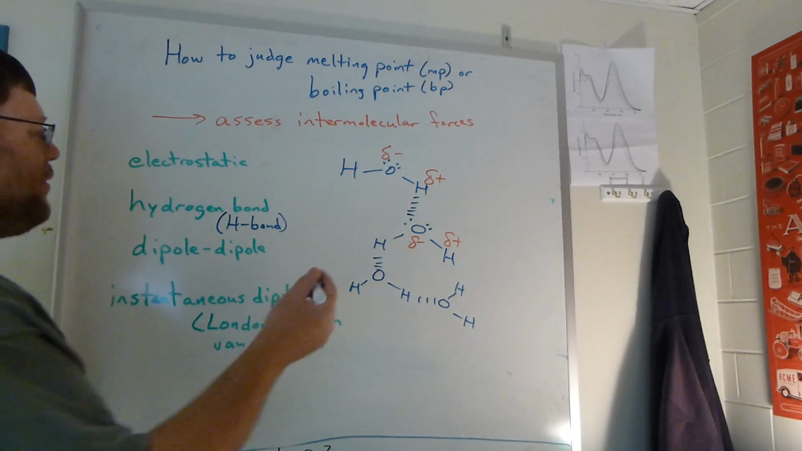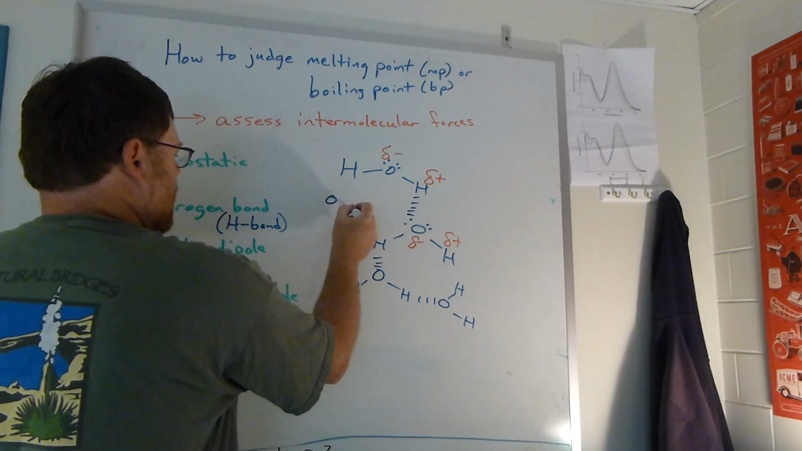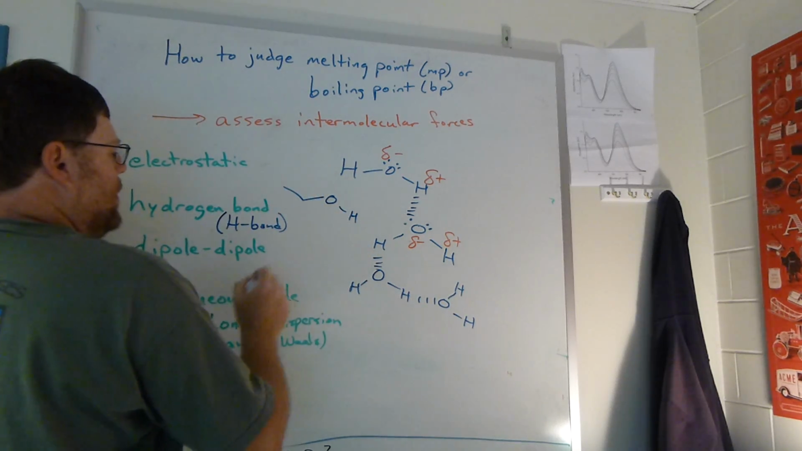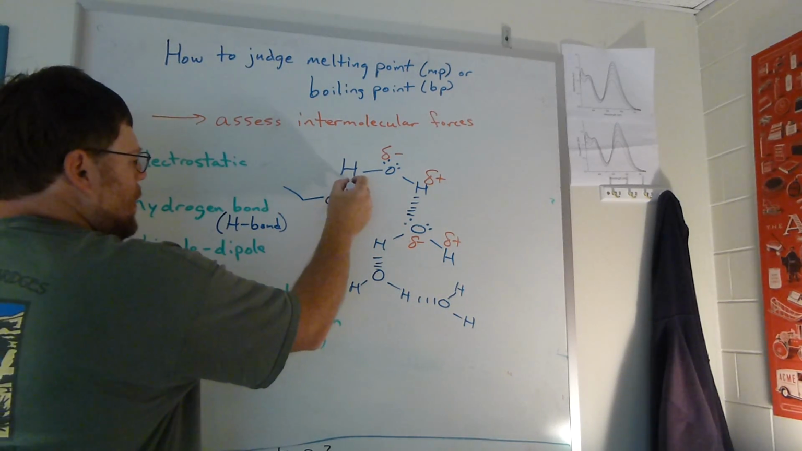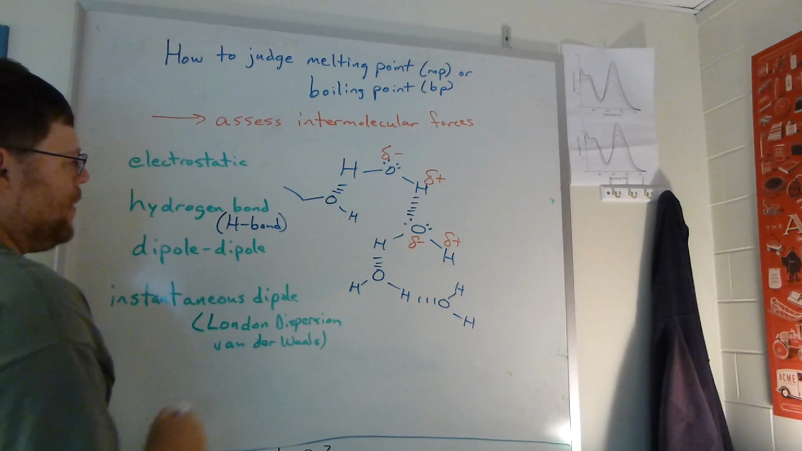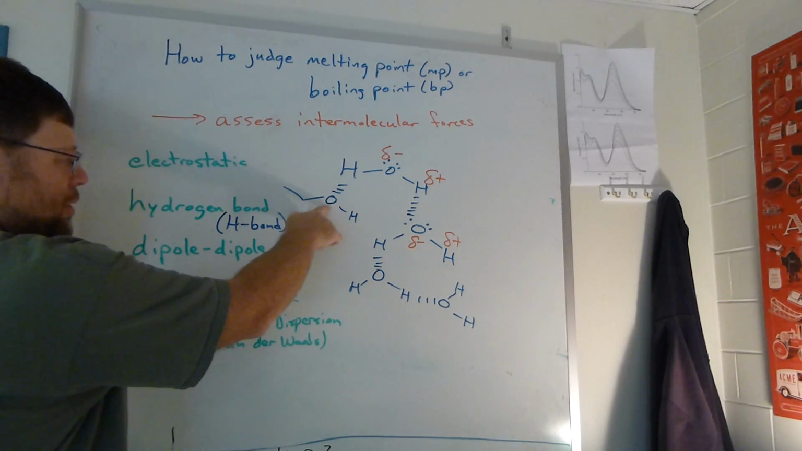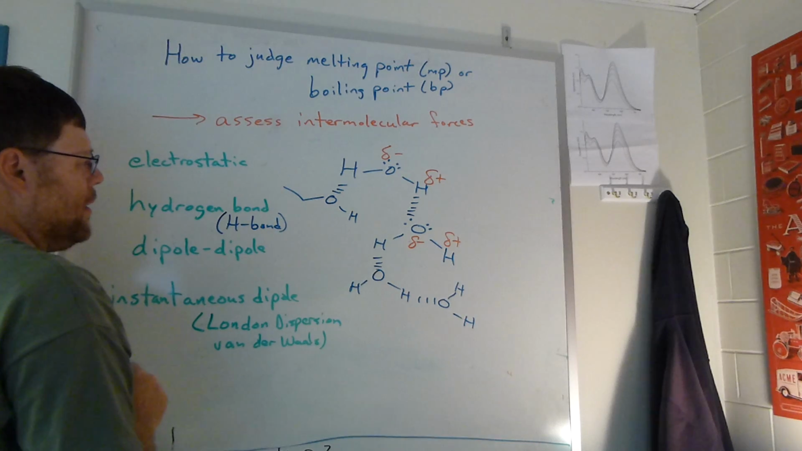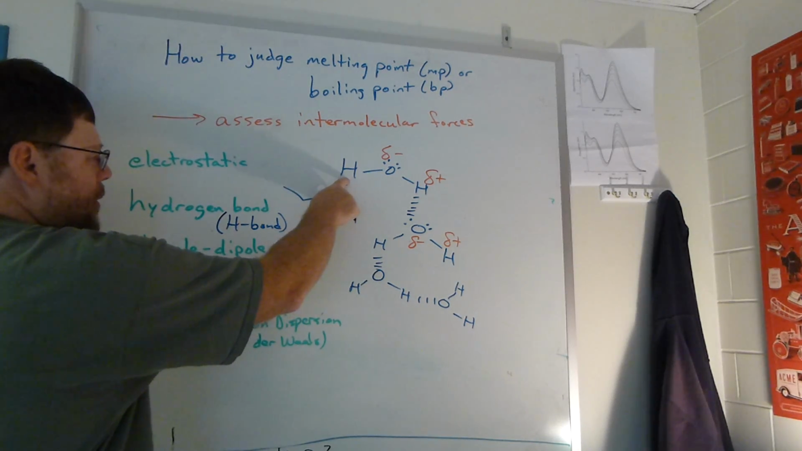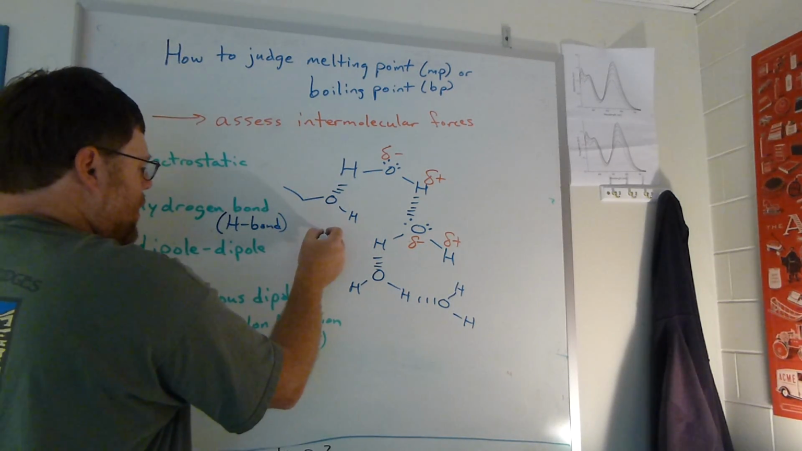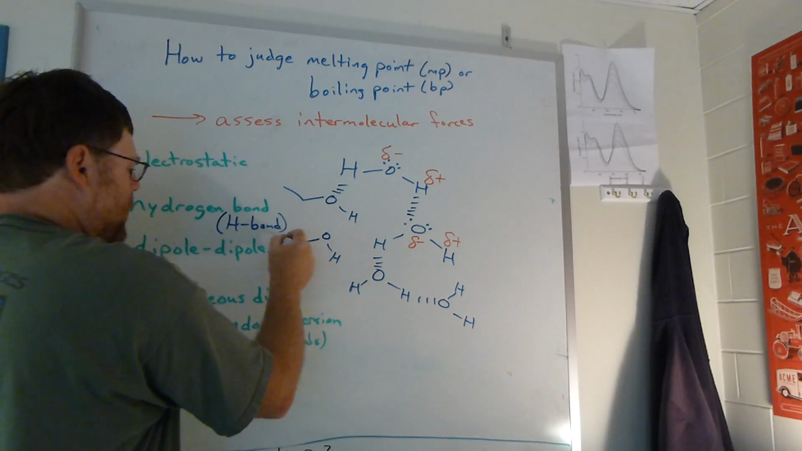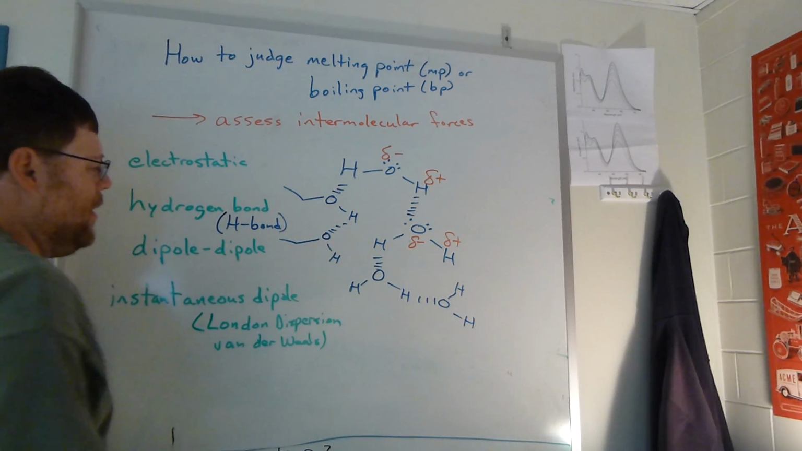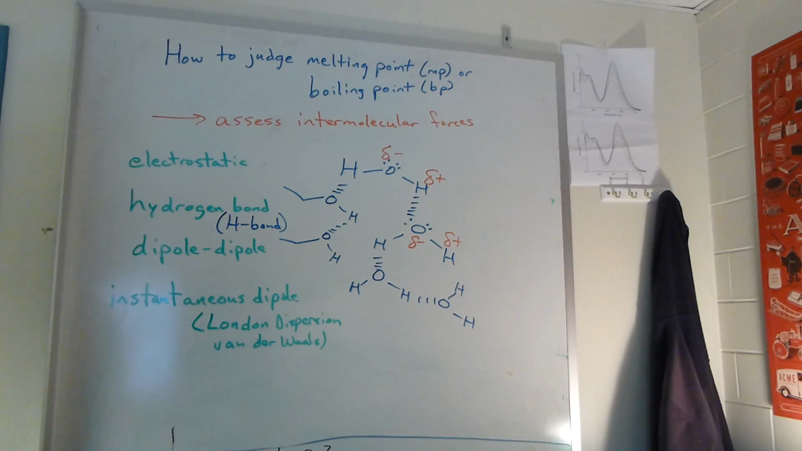So if we throw some ethanol into this, all right, so there's some ethanol. Ethanol can form a hydrogen bond. The oxygen, which is called a hydrogen bond donor, can bond to water, which is a hydrogen bond acceptor here. And then that can also hydrogen bond to another molecule of ethanol in the same fashion.